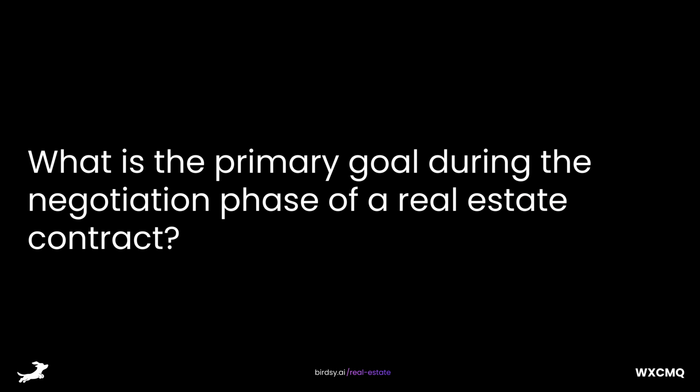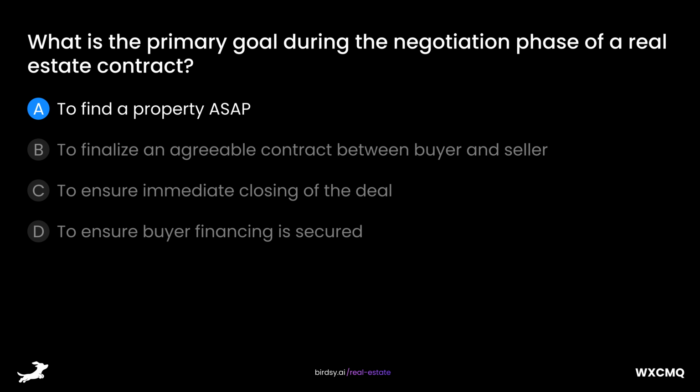What is the primary goal during the negotiation phase of a real estate contract? Is it A, to find a property as soon as possible? B, to finalize an agreeable contract between buyer and seller?